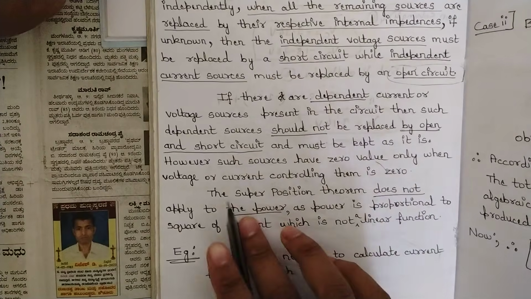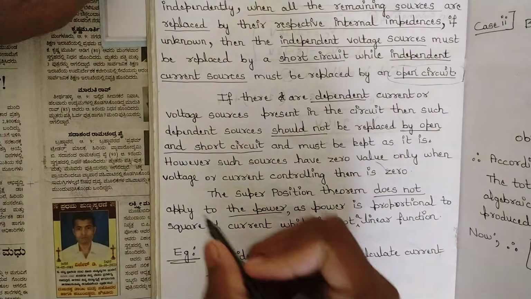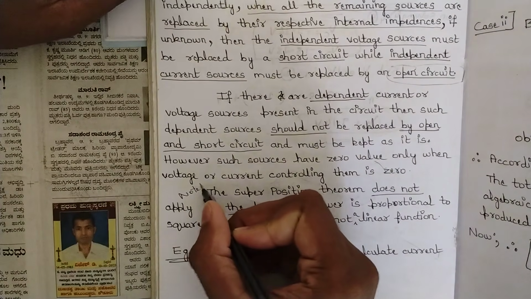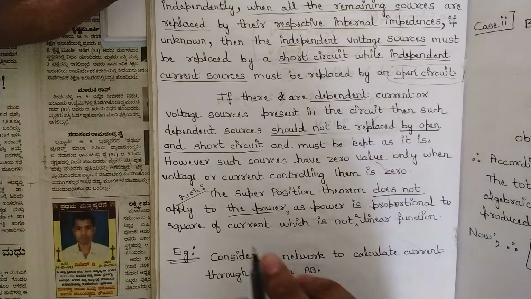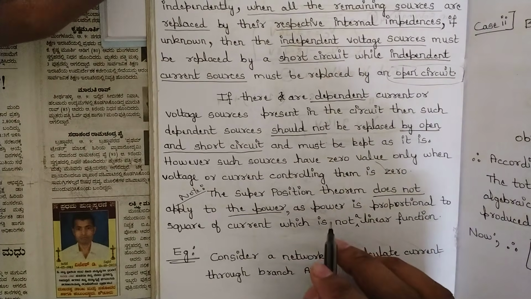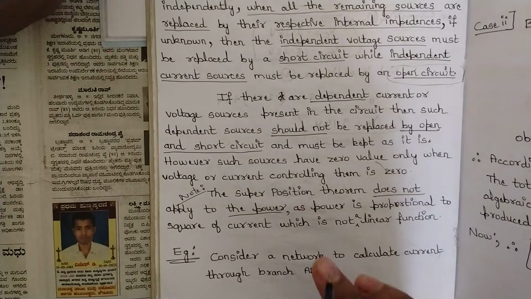Okay. The superposition theorem does not apply to power, as power is proportional to the square of current, which is not a linear function. This point also you should make a note of. That is, the superposition theorem does not apply to power, as power is proportional to the square of the current, that is P is equal to I squared R. So that's why the superposition theorem is not applicable to power.